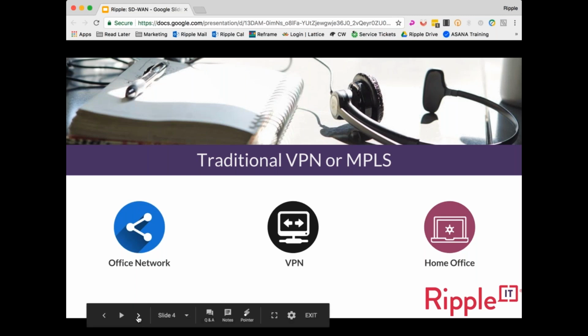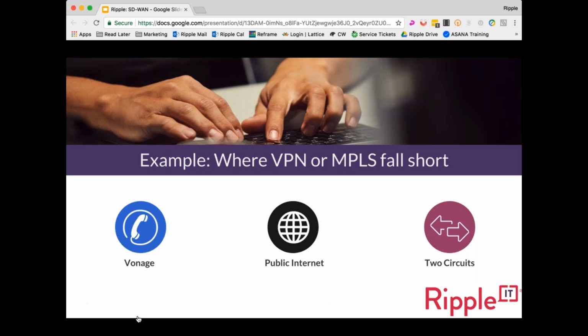I mean, we could probably get into a lot of different scenarios where SD-WAN really outperforms the two of these. But let's talk about one that's a pretty straightforward example. We said that you could protect traffic that's both on-premise as well as in the cloud. So let's take an example of a cloud situation. For example, voice over IP using Vonage.